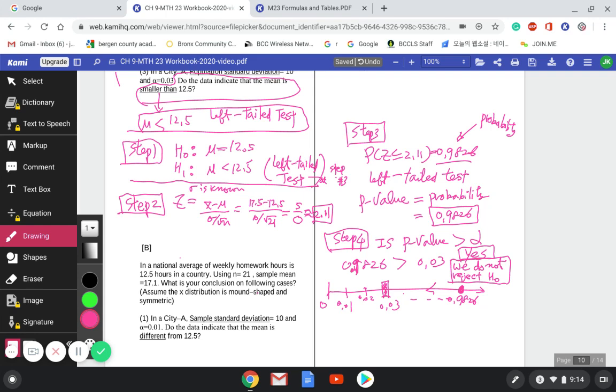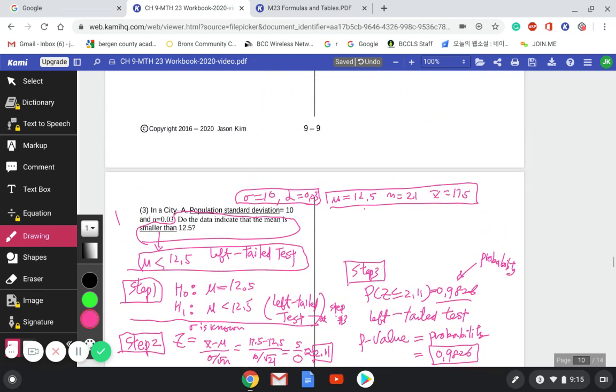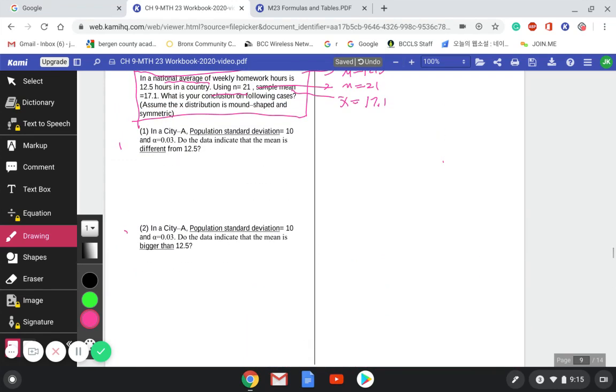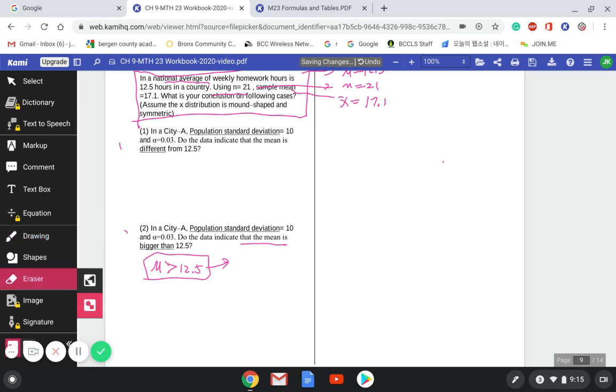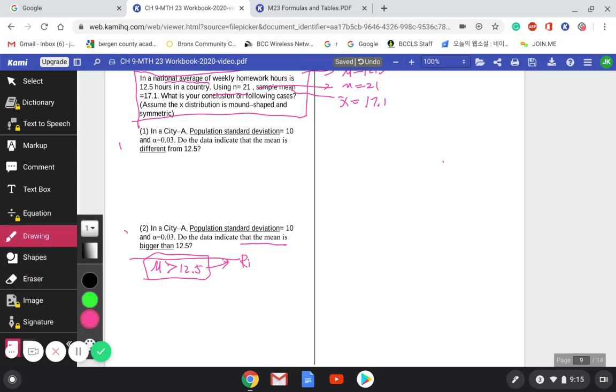So we are doing this because they hypothesized that the mean is smaller than 12.5. So what if it's bigger than 12.5, like number 2? If the mean is bigger than 12.5, that means they are hypothesizing that mu is bigger than 12.5. So when you have a bigger, we do a right tail test. So we are doing a right tail test.